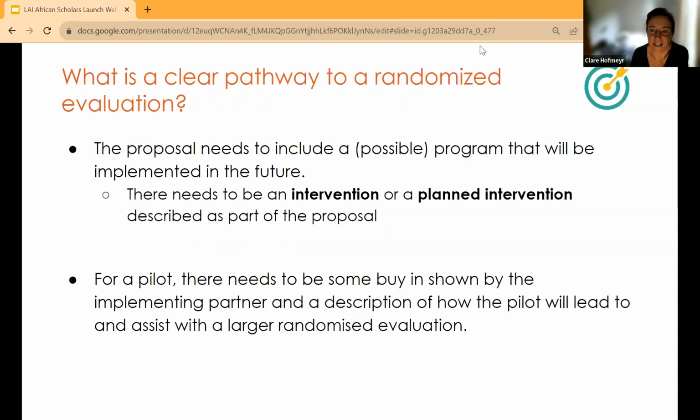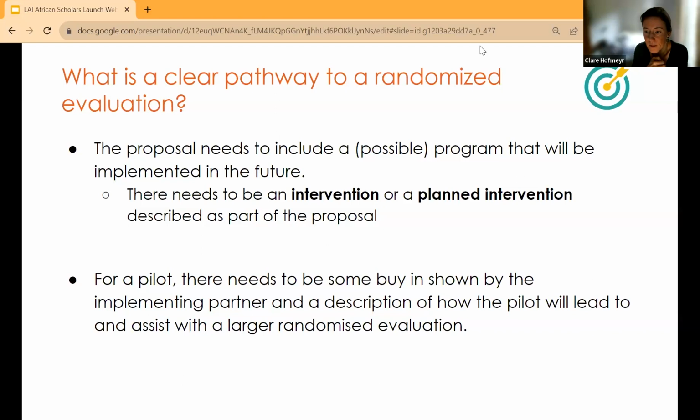All right, next slide. I said at the beginning, there needs to be a clear pathway to a randomized evaluation. Again, because we're J-PAL and that's our area of expertise. What that practically means is that the proposal needs to include a possible program. It might be that you have an idea, or there is an idea, and it's not yet in existence, but there needs to be a program that could be in existence, that you would then be implementing. Specifically, we talk about programs, but we also call them interventions or planned interventions.